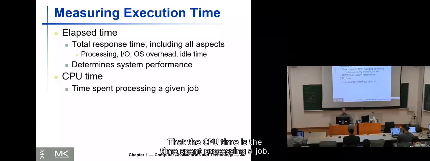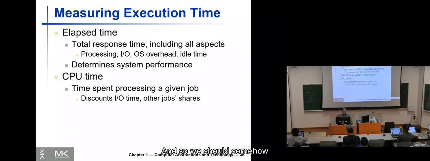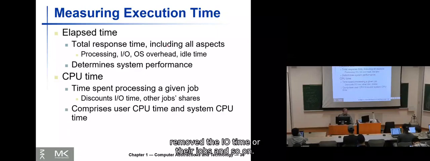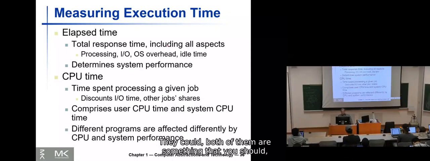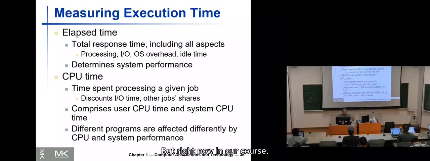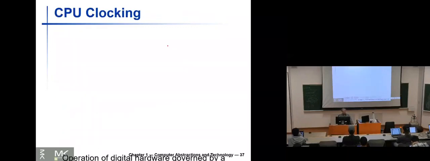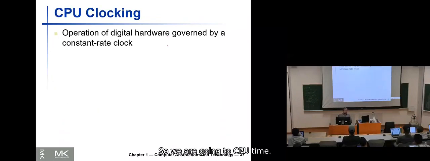The CPU time is the time spent processing a job, just that job, not the other things, I/O, OS, so many things. And so we should somehow remove the I/O time, other jobs, and so on. So you can compare these two: system time and CPU time. Both of them are things you could consider to make better. But right now in our course we are focusing on CPU time.